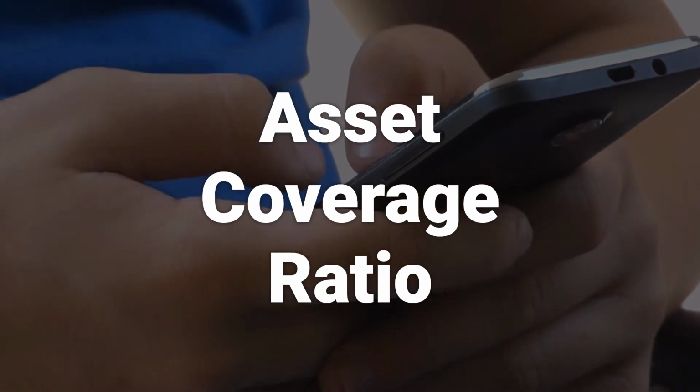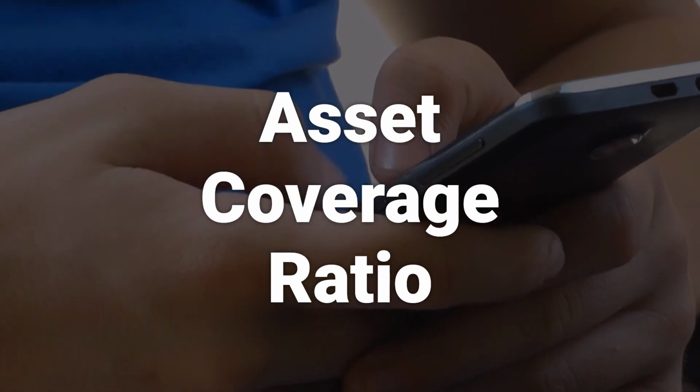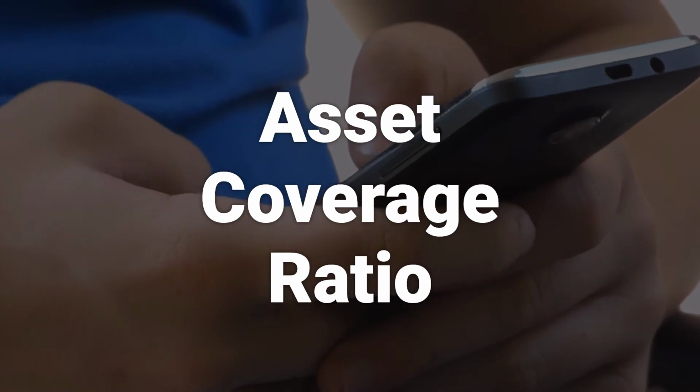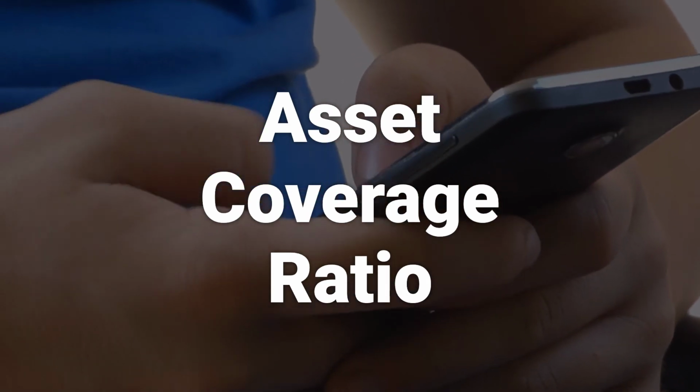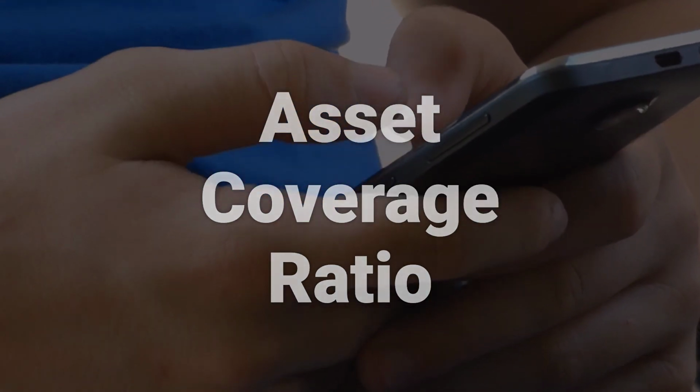The asset coverage ratio looks at balance sheet assets instead of comparing income to debt levels. It's similar to the debt service coverage ratio and is defined as total assets minus short-term liabilities divided by total debt. It's recommended to have a minimum asset coverage ratio depending on the industry.